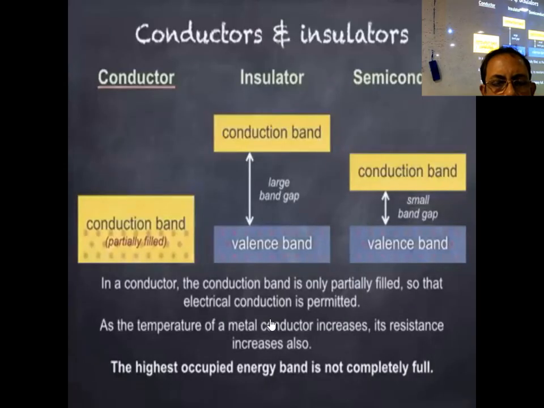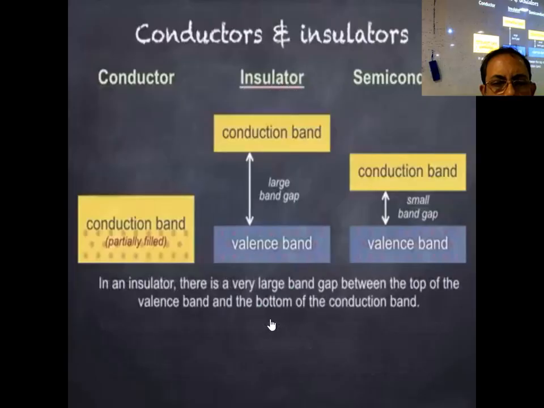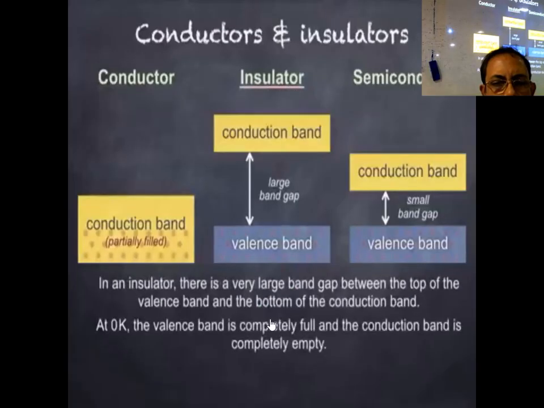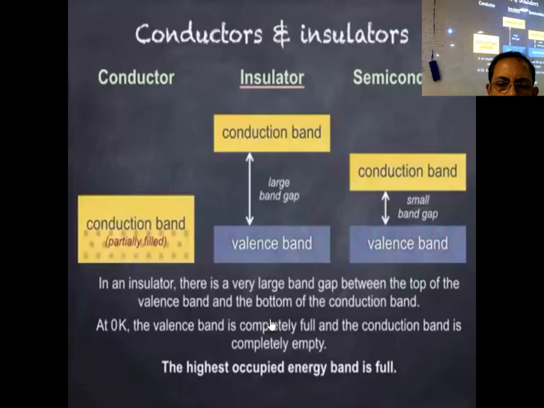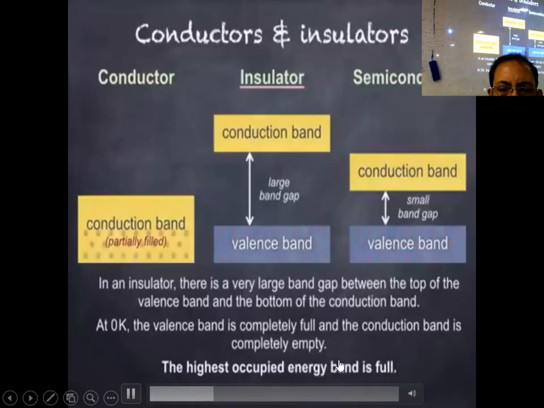In insulators, there's a very large band gap between the top of the valence band and the bottom of the conduction band. At 0 Kelvin, the valence band is completely full and the conduction band is completely empty. At higher temperatures, electrons don't normally gain enough energy to jump from the valence band to the conduction band. So with no electrons in the conduction band, conduction isn't possible. For an insulator then, the highest occupied energy band, the valence band, is full.